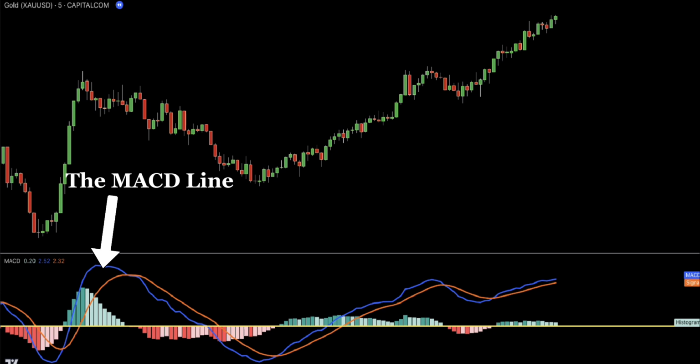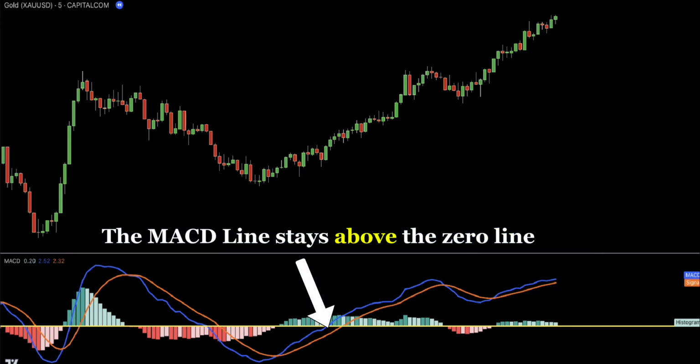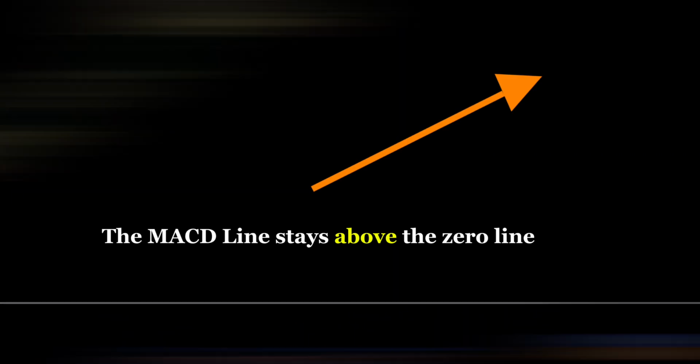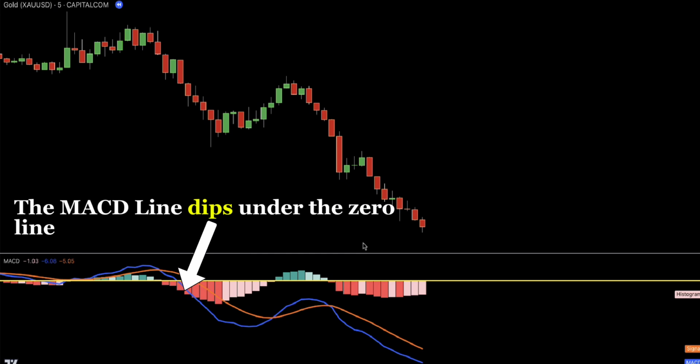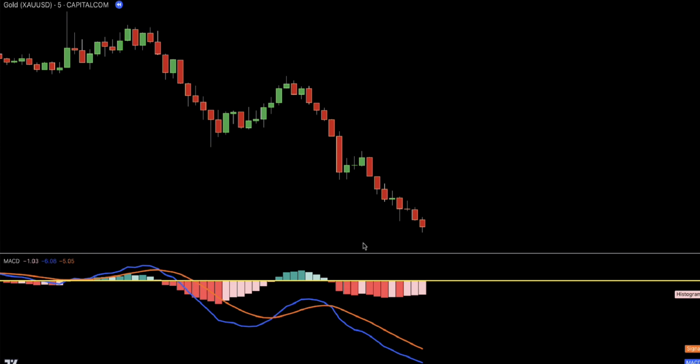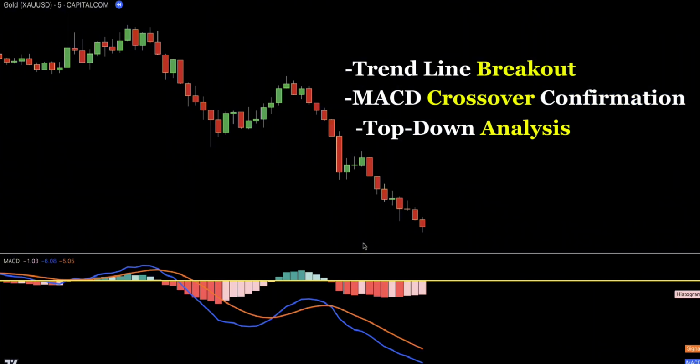If the 12-period exponential moving average is above the 26-period exponential moving average, the MACD line stays above the zero line, and that tells us momentum is bullish. But when the 12-period exponential moving average drops below the 26-period exponential moving average, the MACD line dips under the zero line, signaling bearish momentum. Our strategy is built on three key pillars: trendline breakout, MACD crossover confirmation, top-down analysis.